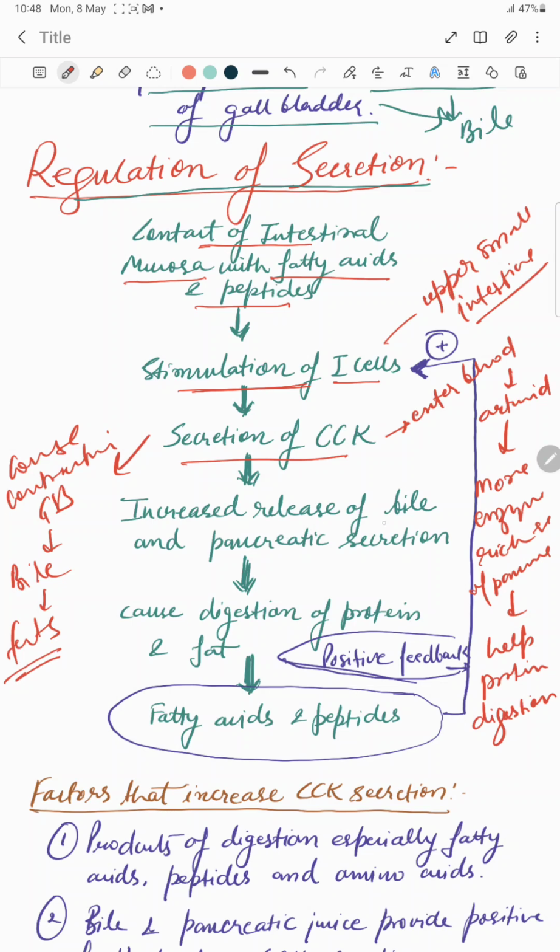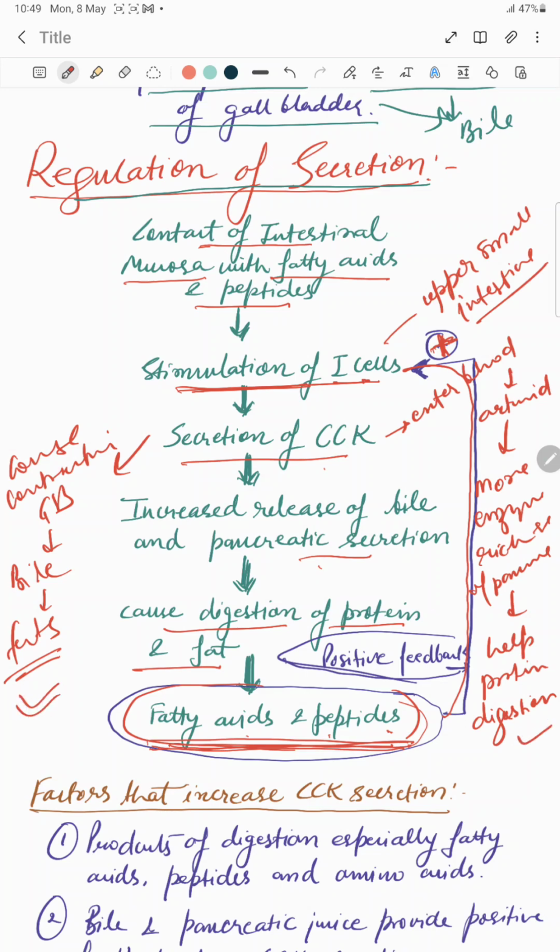So finally, increased release of bile and pancreatic secretion causes digestion of protein and fats, and the end products of protein digestion and fat digestion are fatty acids and peptides. When the fatty acids and peptides accumulate in the small intestine, they have a potentiating, stimulating effect on the I cells further, and this increases more and more cholecystokinin from the I cells, so that proper digestion of protein and proper digestion of fats takes place.